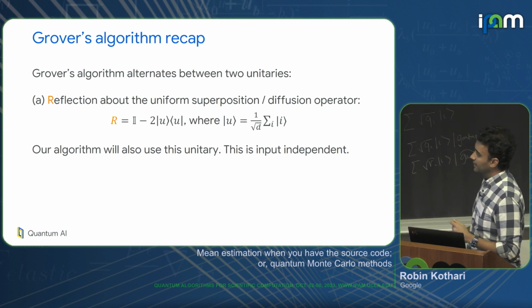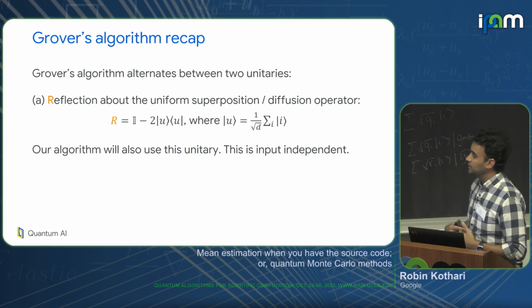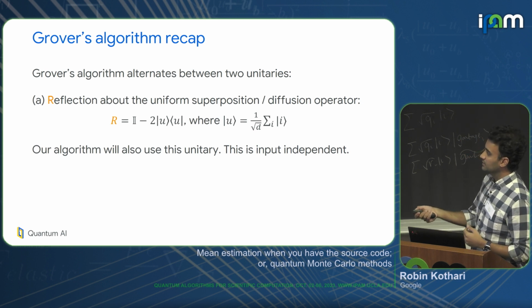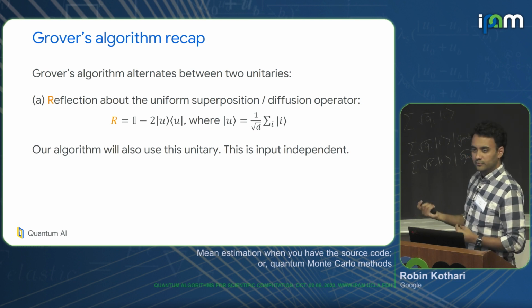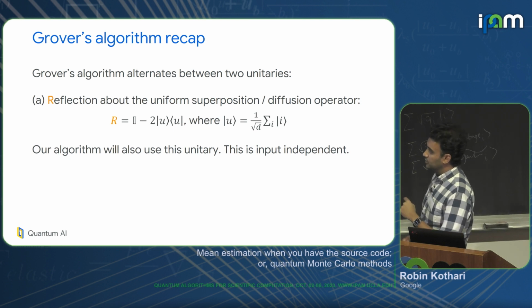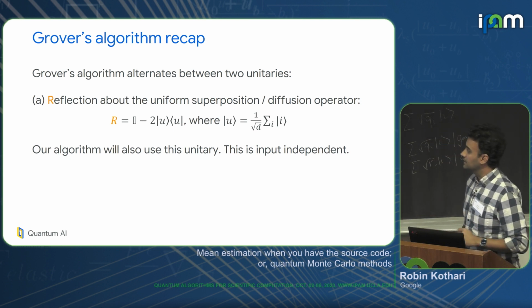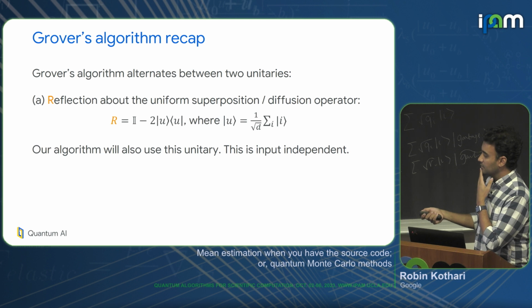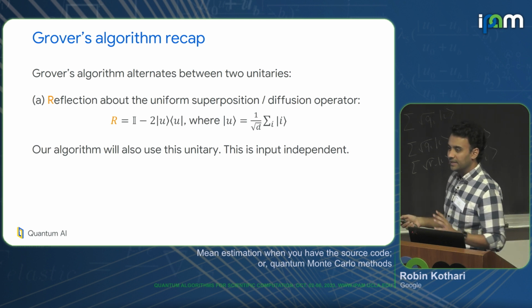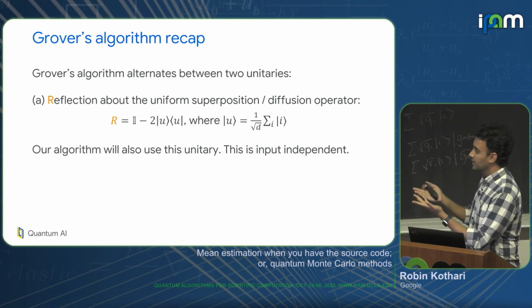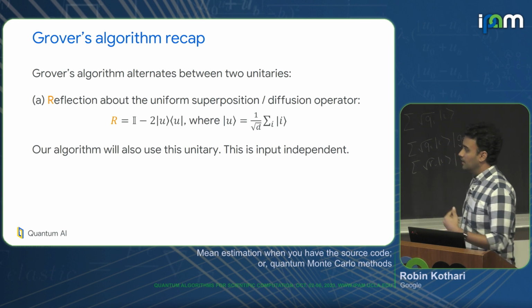The first unitary, I'm going to call it R for reflection. It's a reflection about the uniform superposition. So you do this identity minus 2 UU, where U is the uniform superposition. That's cool. We're also actually going to use the exact same unitary, R. So that's great. And notice that in Grover's algorithm and in our algorithm, this unitary has nothing to do with the input to the problem. It's always a fixed unitary. It's always this reflection. Cool.